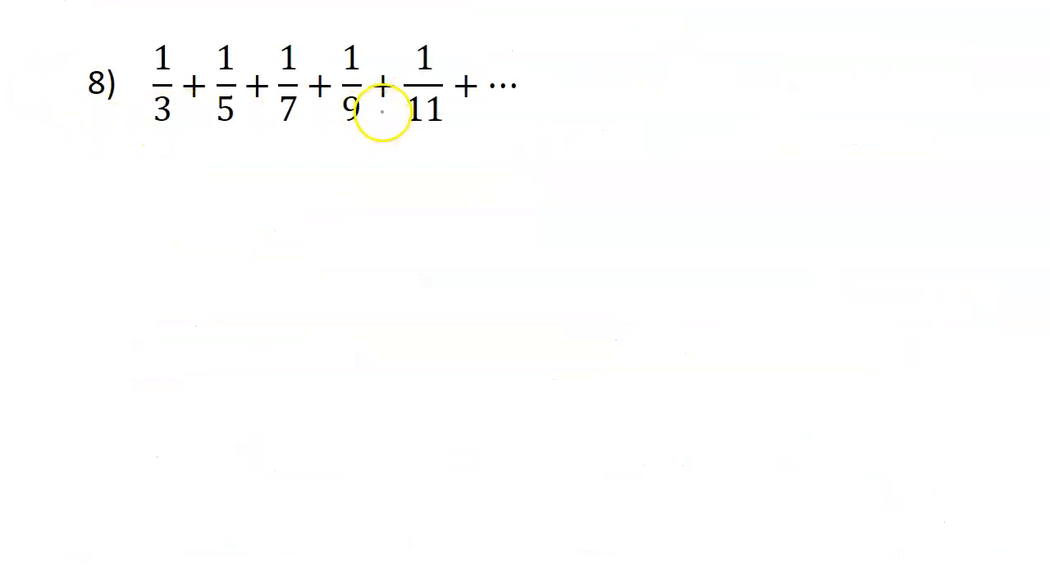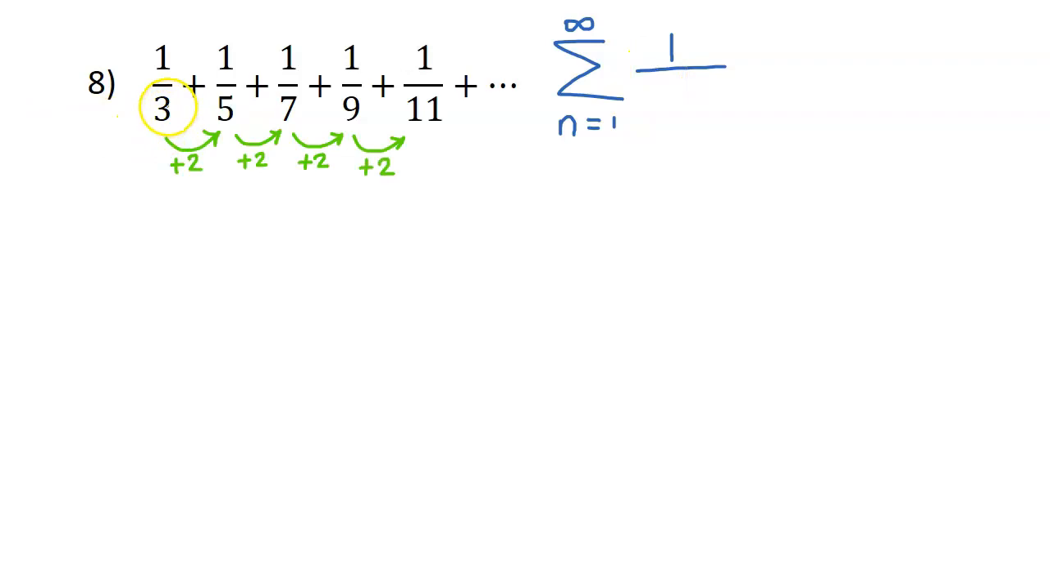Number 8. Before we get started on the integral test, we need to rewrite this series using sigma notation. So we are going to need to find an expression for the nth term. We see that the numerator is always 1, so far we have this. I notice that the denominators are increasing by 2 each time. This is called an arithmetic series.